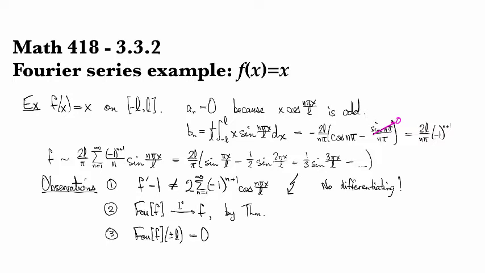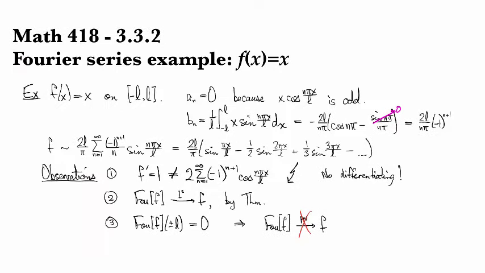So what we learned from that is that the Fourier series for f does not converge to f pointwise, at least not at the endpoints of the interval. Now, it actually turns out that it converges pointwise everywhere else.